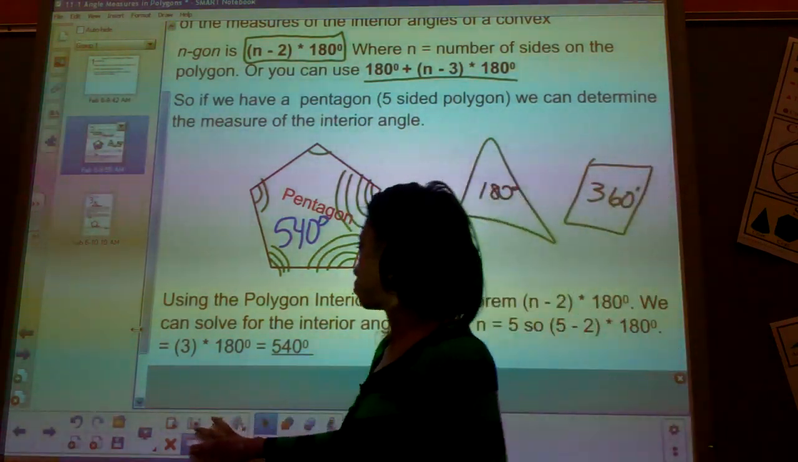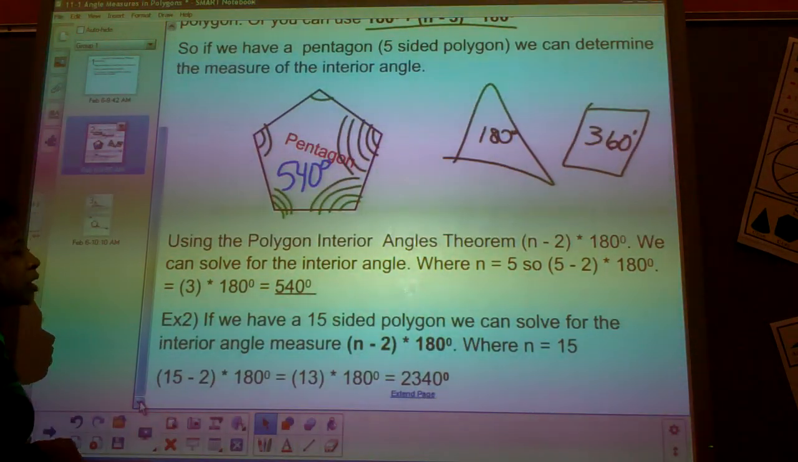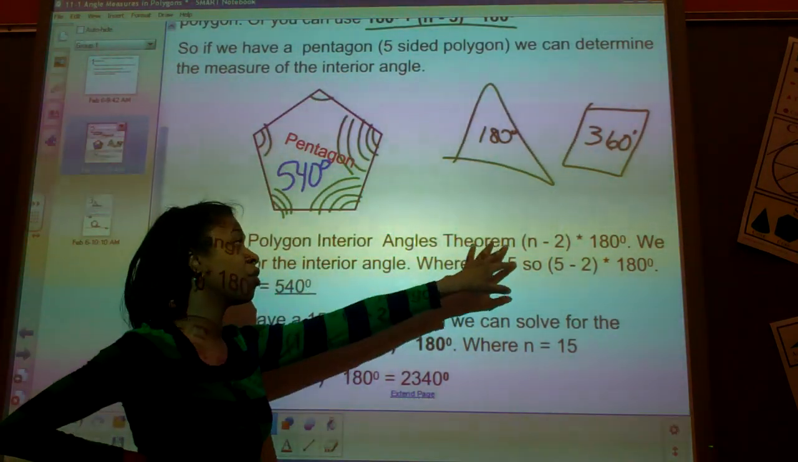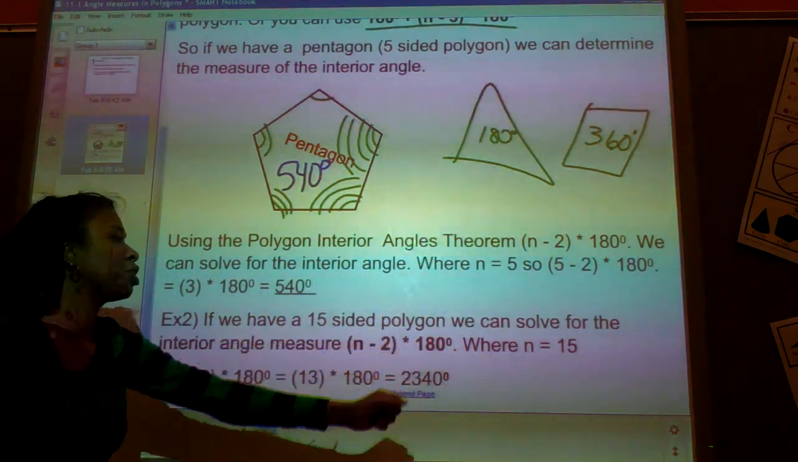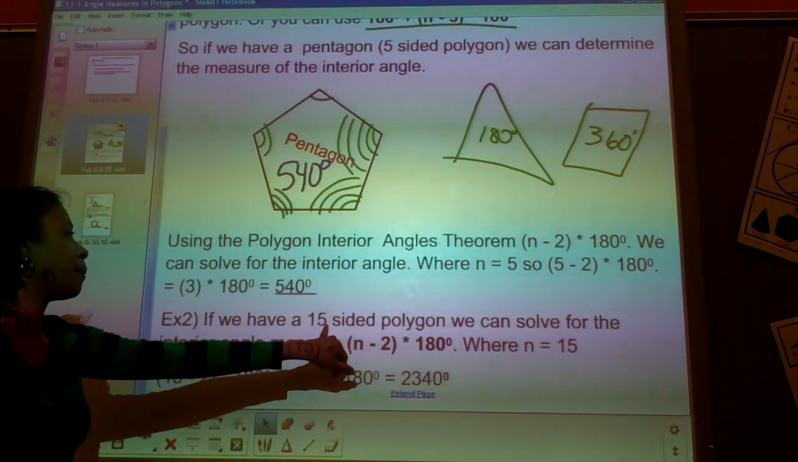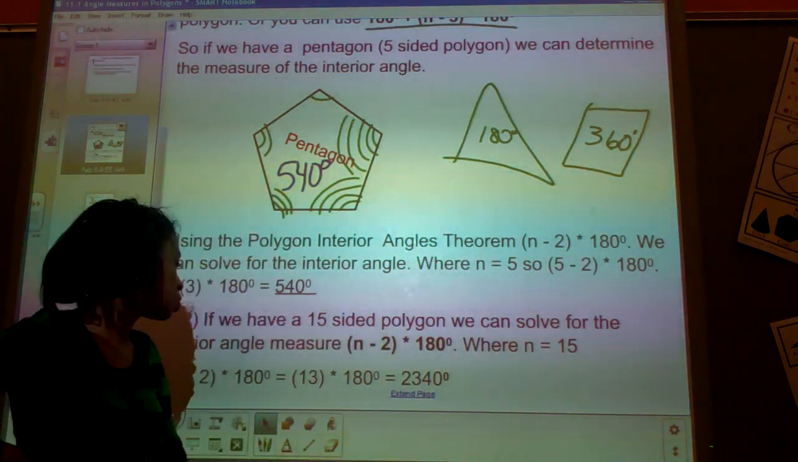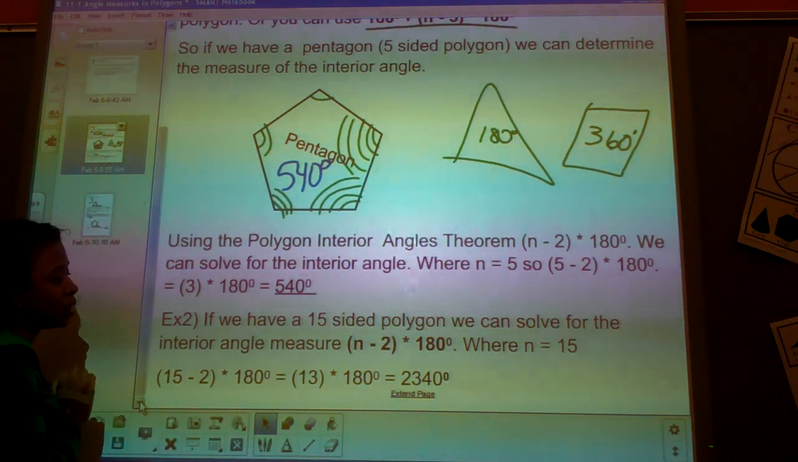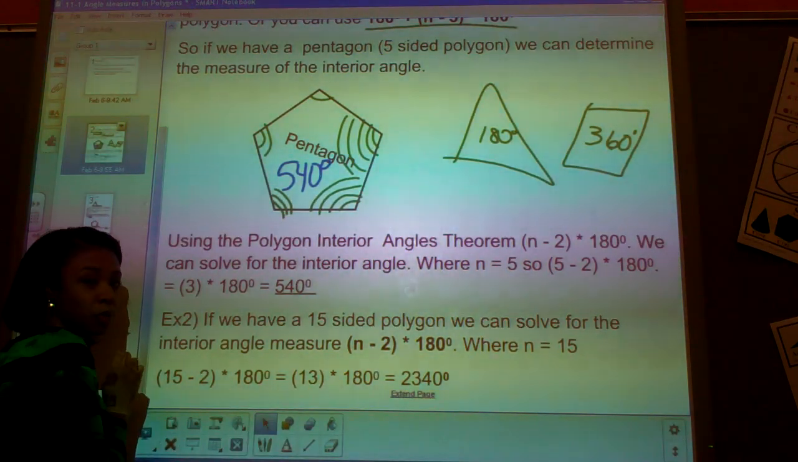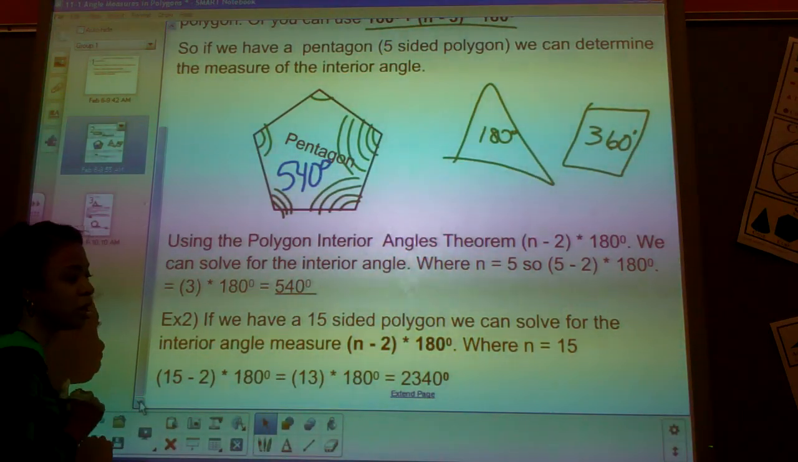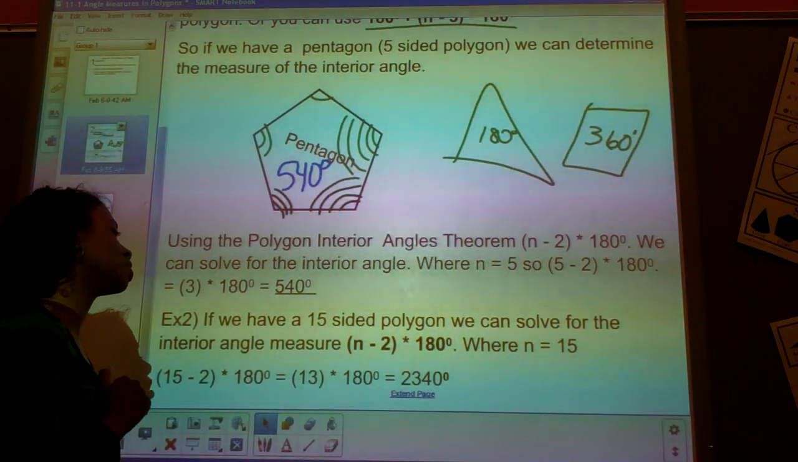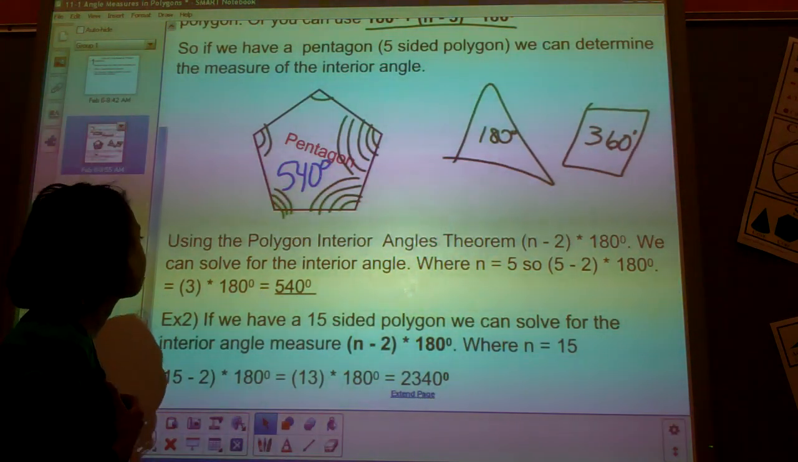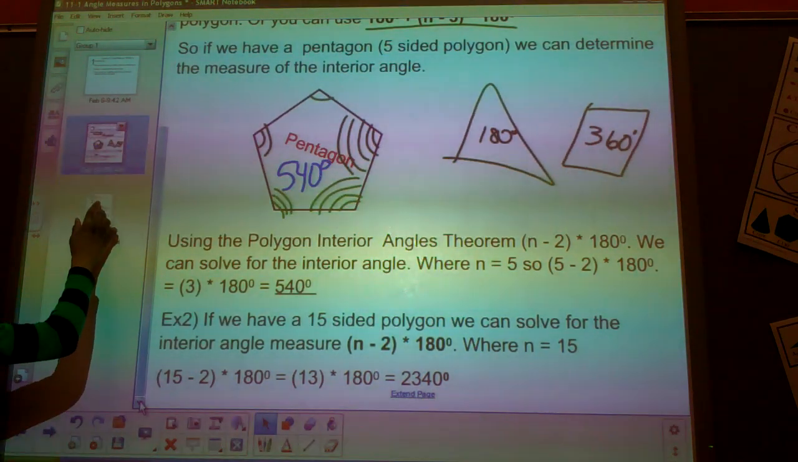Okay. Let's suppose I have a 15-sided polygon. Again, I still use the Polygon Interior Angles Theorem, n minus 2 times 180 degrees. In this particular example, n is equal to 15, so I substitute 15 for n, and I have 15 minus 2 times 180 degrees. 15 minus 2, because it's in parentheses first, is 13 times 180 degrees, which equals 2,340 degrees if I had a 15-sided polygon. Okay? Next item of business.